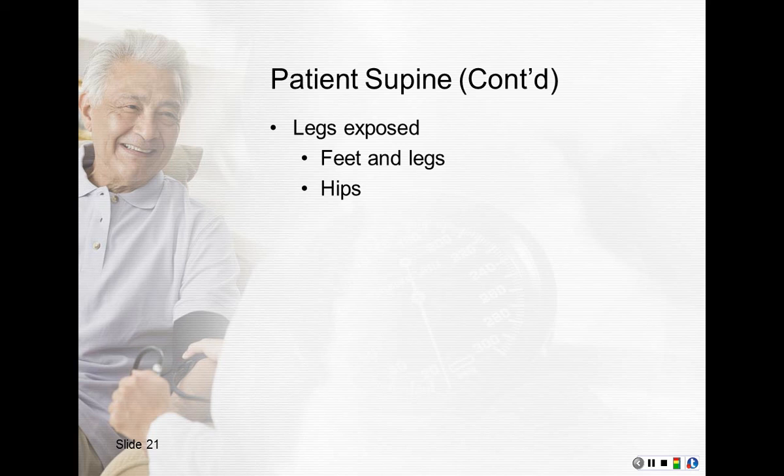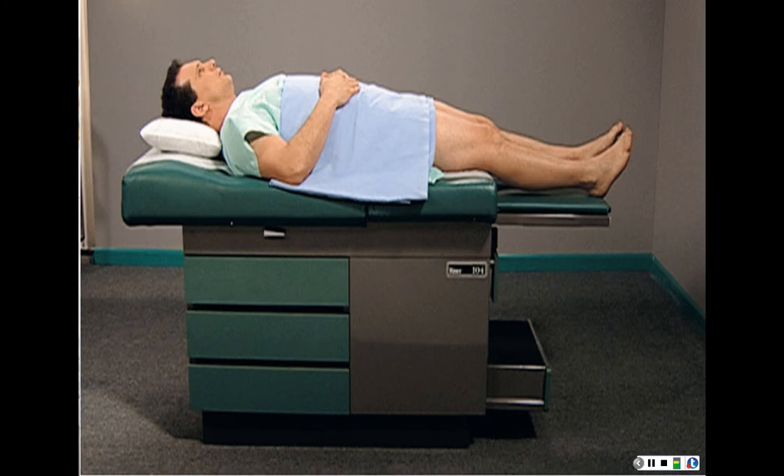With the legs exposed, we look at the feet, the length of the legs, particularly if there's hip pain. Look at alignment of the pelvis. You can look at the feet, check pulses, look at the bottoms of the feet, particularly with diabetics. This is a good time to do that. Look at any varicosities that might be noticed, any swelling or redness or warmth, depending on the complaint of the patient. This is all done with the patient supine.